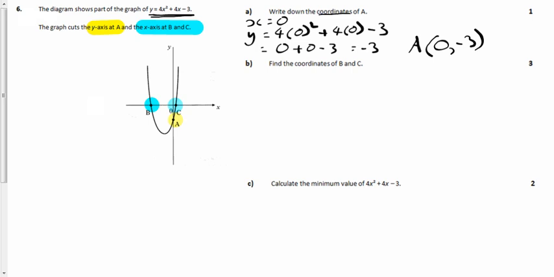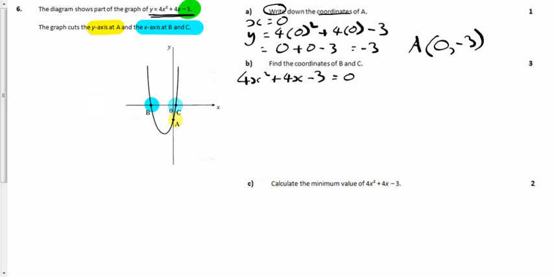In terms of exam technique, I suppose one phrase to pay attention to here is "write down". So really, there's no need for me to go through all those calculations. If I look at the original equation, it states minus 3 as a constant on its own there. So I can read that off as my y-intercept. Find the coordinates of B and C. Those are my roots. A number of ways you can find those. By far the easiest method, I would say, is to take your quadratic equation, set it equal to 0, and factorise it.